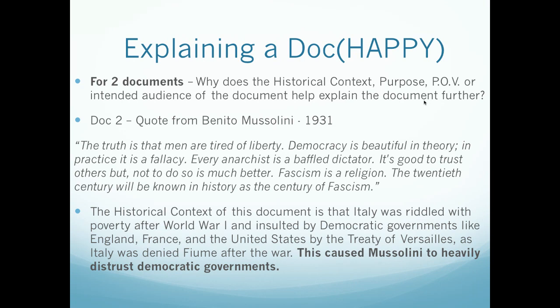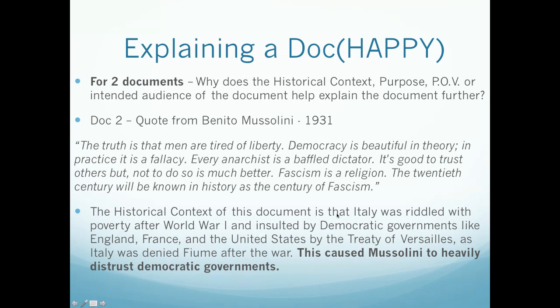And so I did all 4 examples of this to help explain what a good happy looks like. Okay, we have the same quote from Benito Mussolini. You only have to pick one of the 4 options. You could do historical context, you could do purpose, point of view, or intended audience, any one that you want. But not only do you have to identify what the purpose is, you also have to explain why it helps explain the document further. Examples.